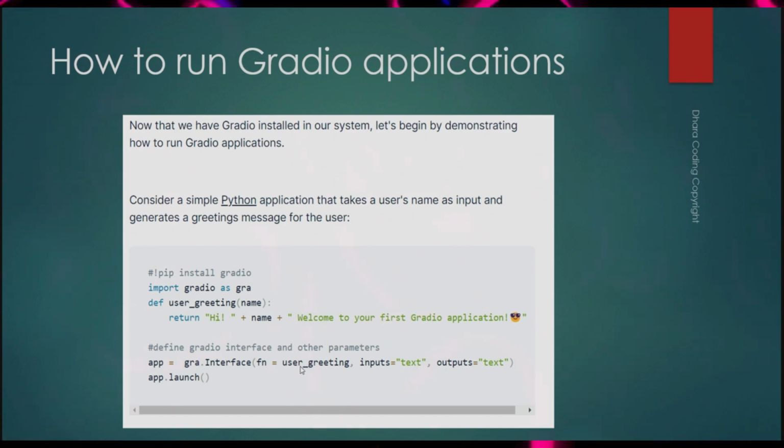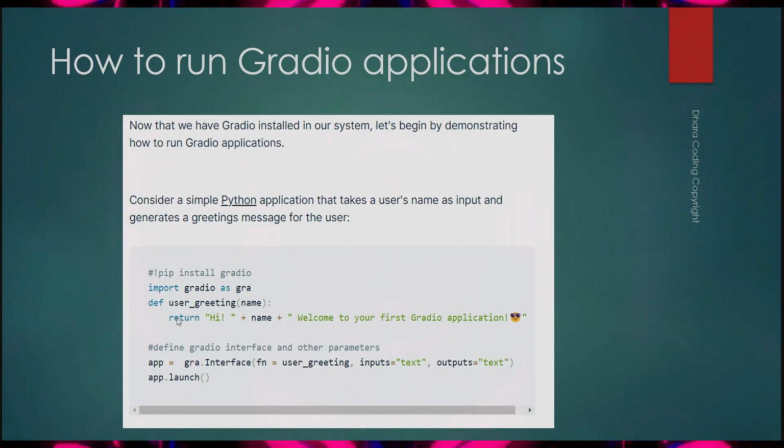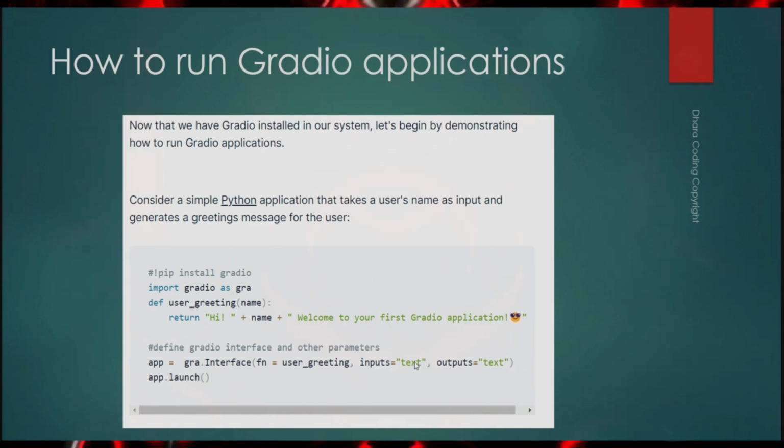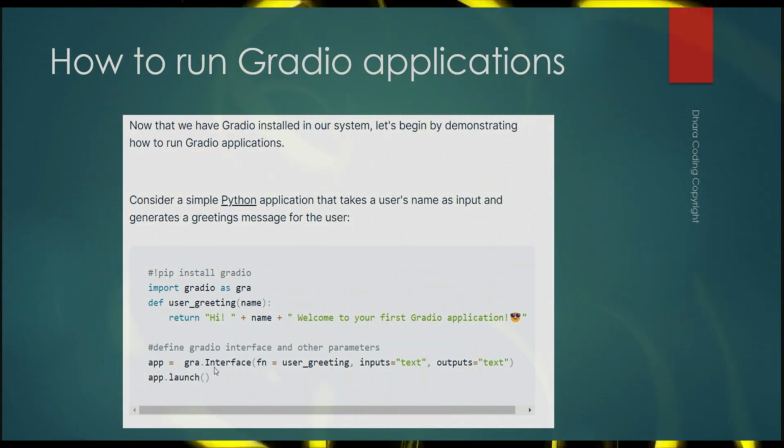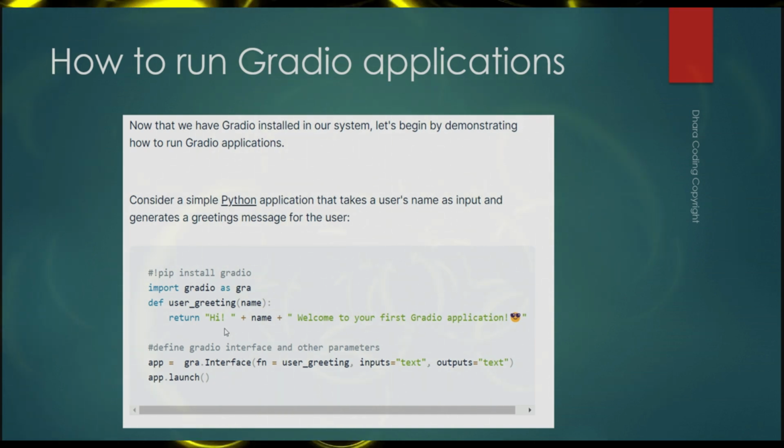Here we are passing the function name. What is the function name? user_greeting. For this user_greeting we are passing the input, it will expect input text, and the output will be in text format. Okay, so this is how it will look. And if you do app.launch, it will launch the app. It will give out the interface where you can pass the name and it will show you this.